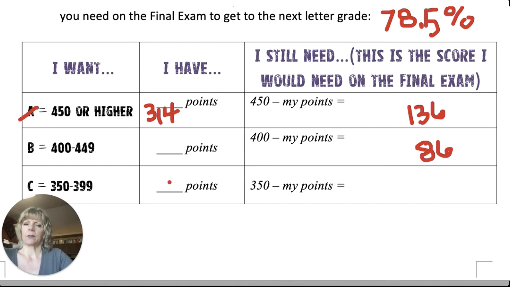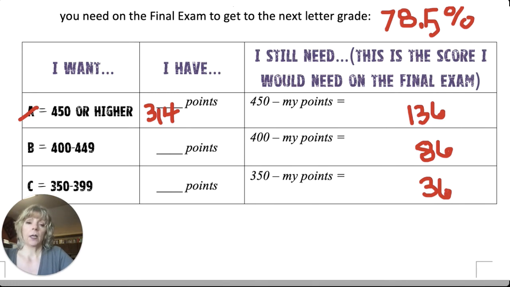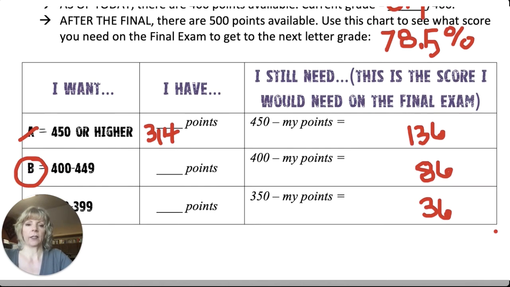On the other hand, I have a lot of students who say, all right, what's going to happen? Will the final hurt my grade? If I have 314 points, I need 350 minus my point total, which means that if I get as low as a 36% on that final exam, then I still will maintain my C. So this particular student, the final exam could help their letter grade. They could end up with a B for the course. So they would be taking the final.